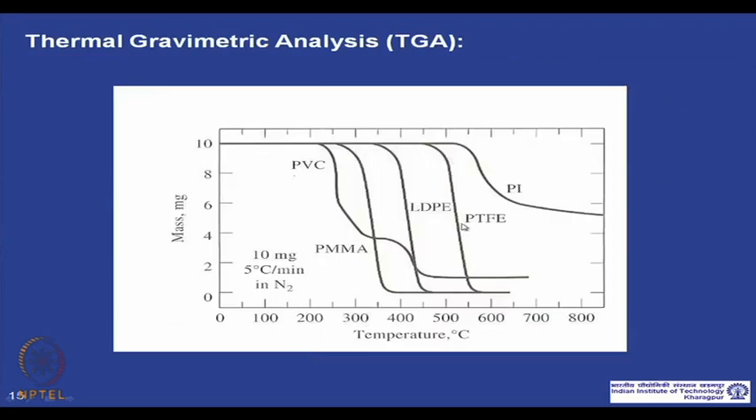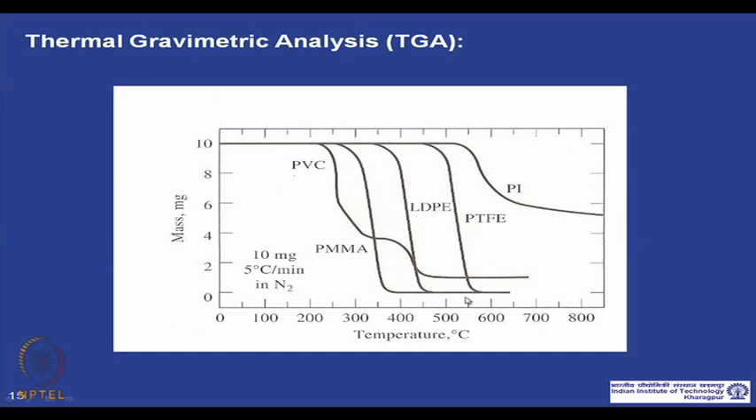This is a typical thermogravimetric curve of different polymers, PVC, PMMA, LDPE, PTFE and PI in nitrogen, and these temperatures correspond to the onset temperature and the 50% temperature. The temperature, for example, for PMMA, this is the temperature corresponding to 50% weight loss.